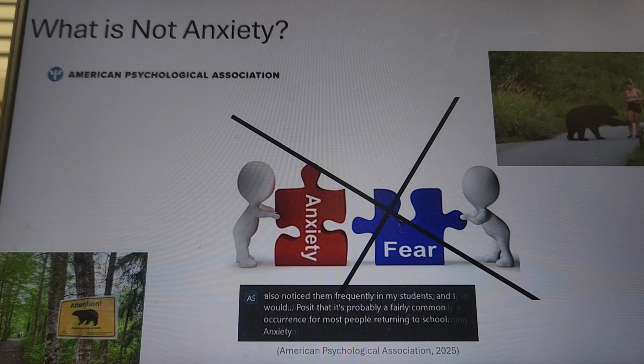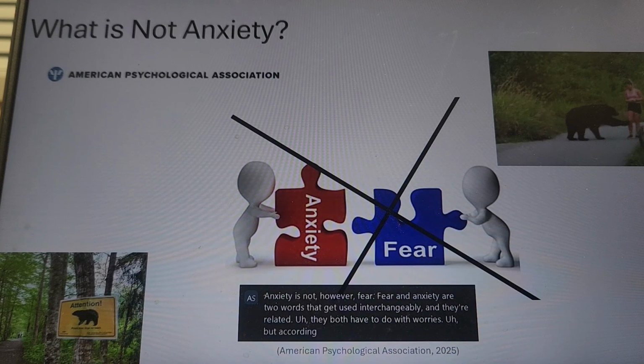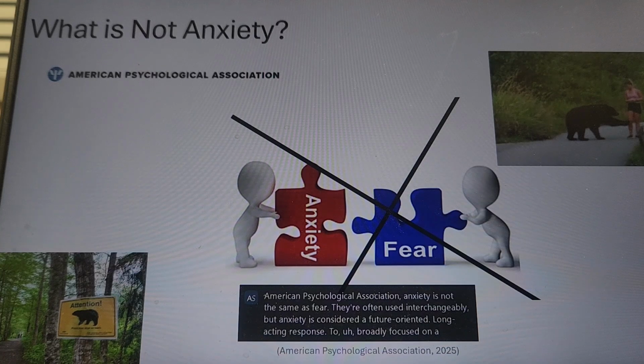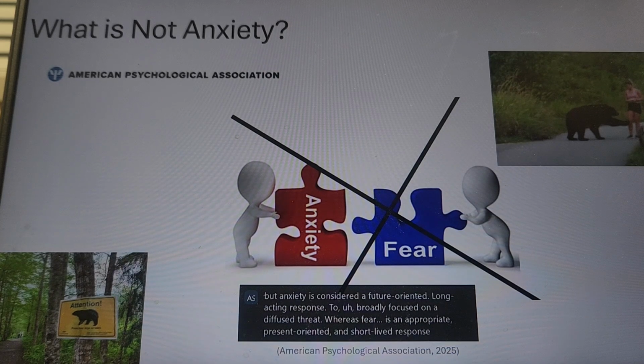Anxiety is not, however, fear. Fear and anxiety are two words that get used interchangeably, and they're related. They both have to do with worries. But according to the American Psychological Association, anxiety is not the same as fear. They're often used interchangeably, but anxiety is considered a future-oriented, long-acting response to a broadly focused, diffused threat, whereas fear is an appropriate, present-oriented, and short-lived response to a clearly identifiable threat.